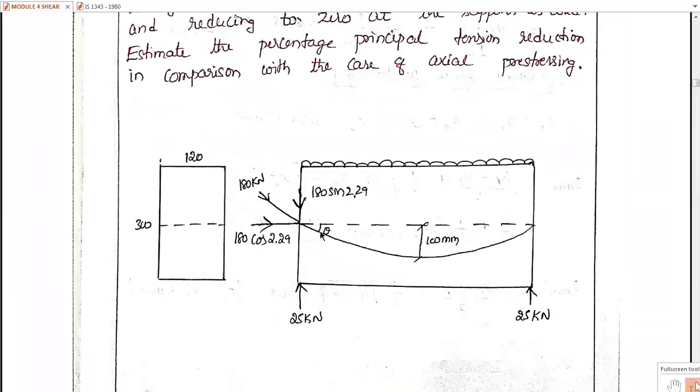Observe here, this theta will be 2.29 degree. By the vertically opposite angles concept, this inclination will be theta here. The inclination of the parabolic cable with the axis of the member will be 2.29 degree. On simplification, the horizontal component will be the cos component and the vertical component will be the sin component. On resolution of this force, we get the horizontal component as 180 cos theta and the vertical component as 180 sin theta. Horizontal component is 180 into cos 2.29, vertical component is 180 into sin 2.29.